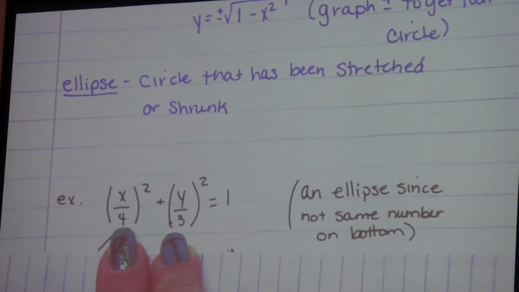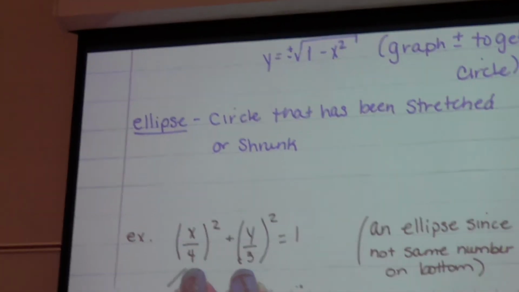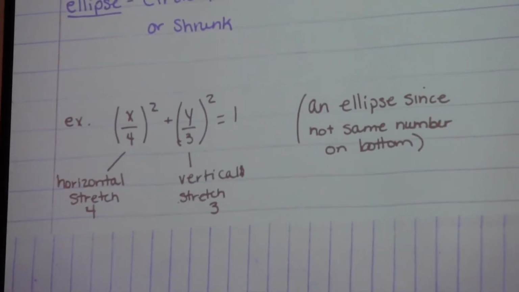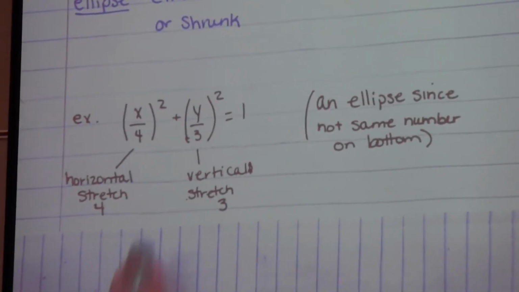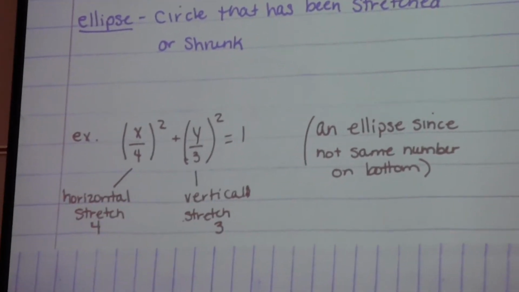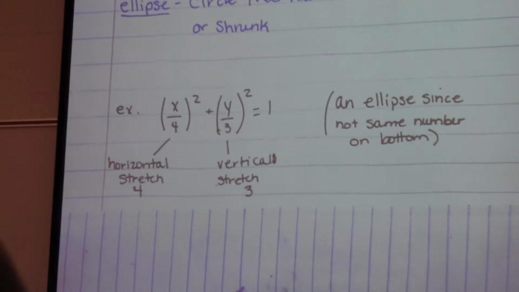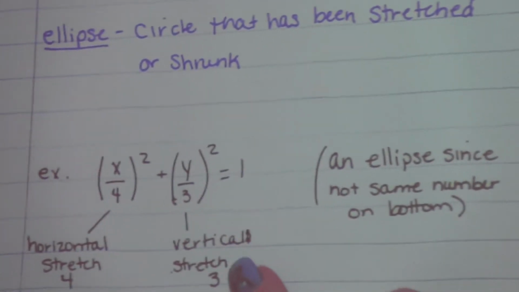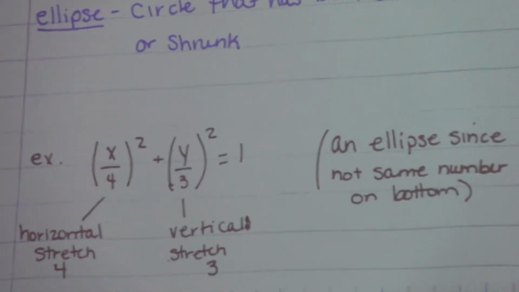So an ellipse has got two different numbers on the bottom, like a 4 and a 3. Those numbers are going to tell you the horizontal stretch is always going to be the one under the x. Remember, everything horizontally is done with our x, because our x-axis is the long one. This is the horizontal one. And then everything that's going up and down is always going to be under our y, because that's our vertical axis.